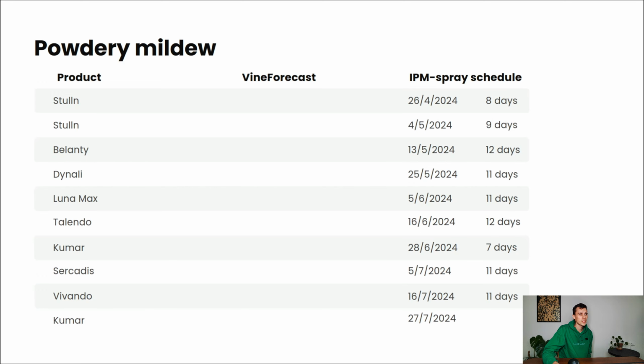Now again, let's first have a look at the IPM spray schedule. The IPM schedule started on the 26th of April with Stullen, so that's net sulfur. And the sprayings then were carried out with spray intervals from 7 to 12 days.